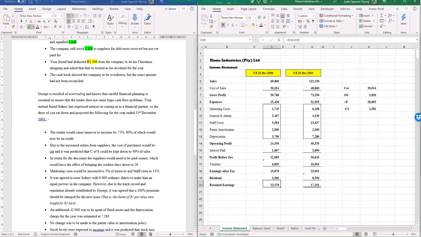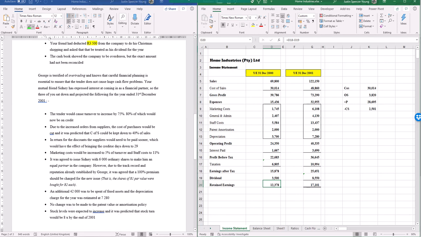Back to the income statement. All right, bit of a story here going on. Is this tender that's coming into the picture. The tender would cause the turnover to increase by 75%. So you're going to take last year and you're going to grow it by 75%. Great, and that's going to get us this number here, which is 122,150. Great. The credit sales portion has gone up to 80%. So we're selling more on credit. That's going to affect our debtors. I'm not going to use that now.